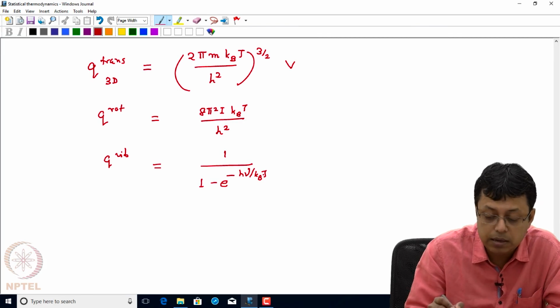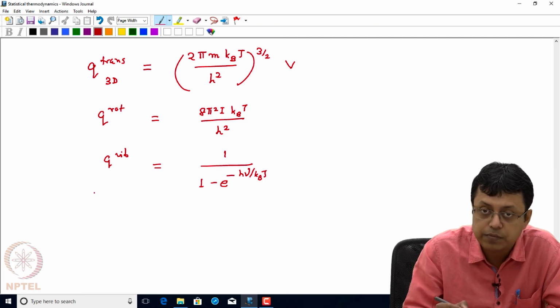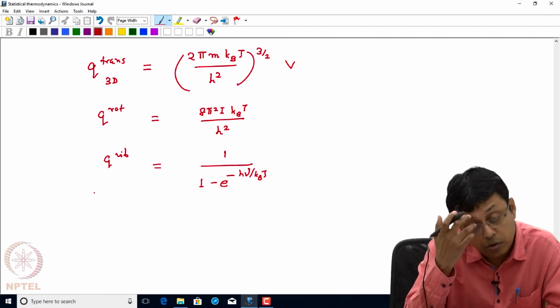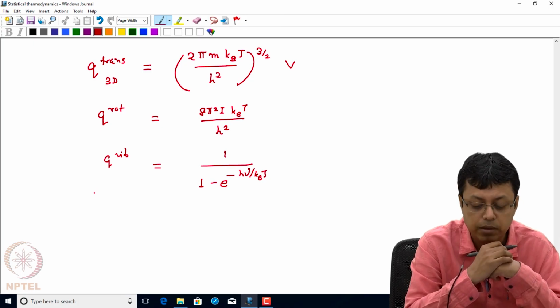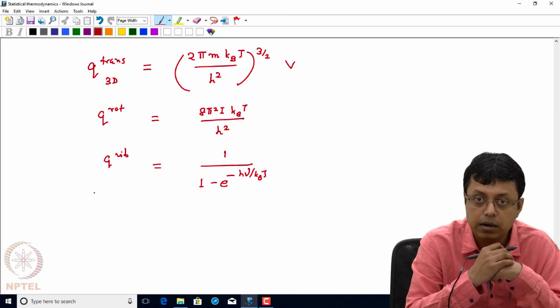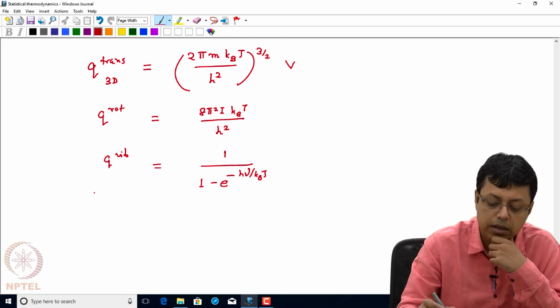And remember that there could be many vibrations in the molecule, so then you have to calculate the partition function for each degree of freedom. Usually you have 3 rotations, but for a linear molecule you will have 2 rotational degrees of freedom. For a nonlinear molecule you will have 3 rotational degrees of freedom. So it will ask you to figure it out in a problem set.